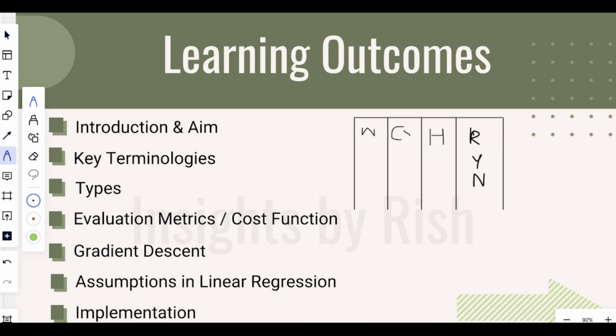It can be either yes, no, true, false, 1, 0, and then it can be multi-class classification as well, where you have more than two categories. So in this video we will be studying linear regression, where our outcome will have continuous values.